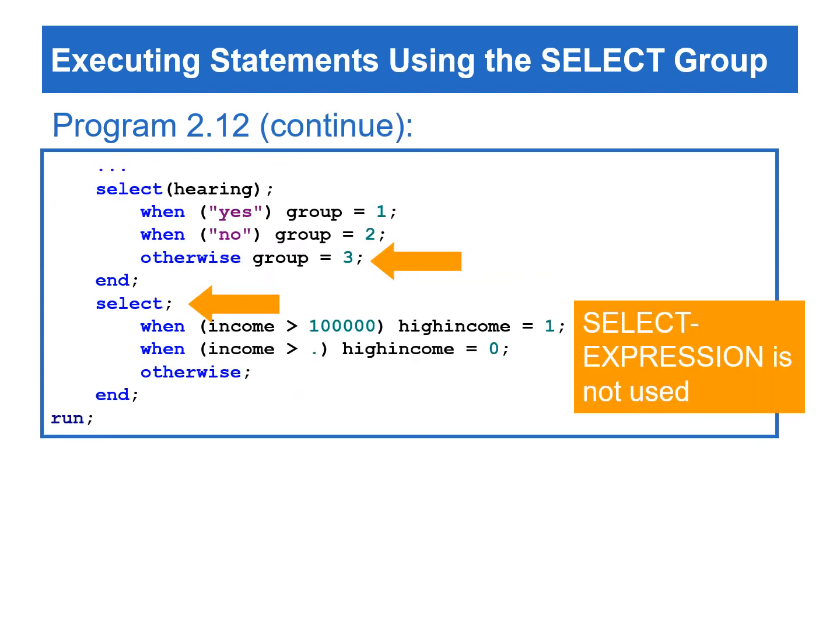The third select group creates the group variable. An otherwise statement is used within the select group. Subjects with hearing other than yes and no values will be assigned to 3 for the group variable. The last select group creates the variable high income. In this select group, no select expression is specified. In this situation, the when expression is evaluated for selecting which statement is to be executed.